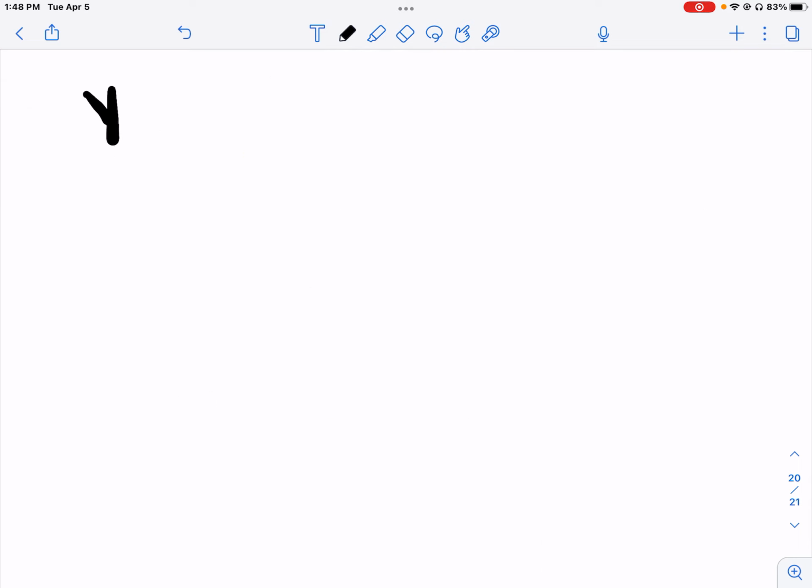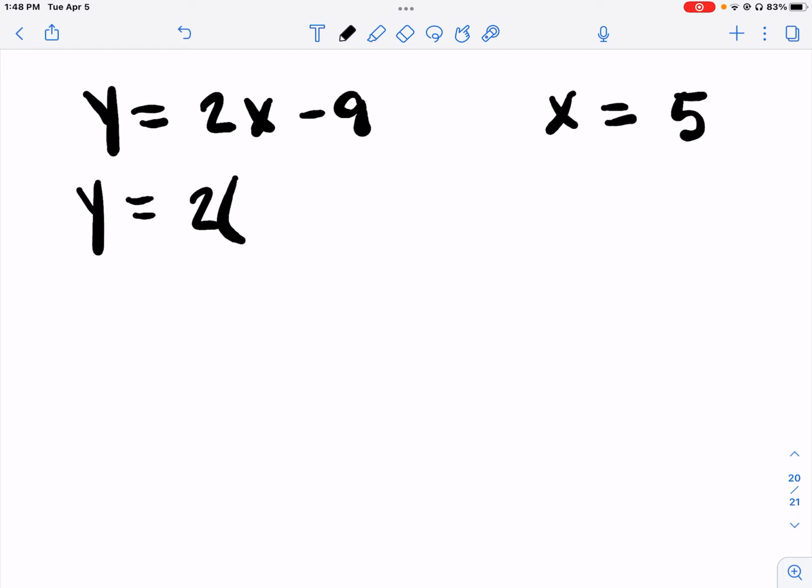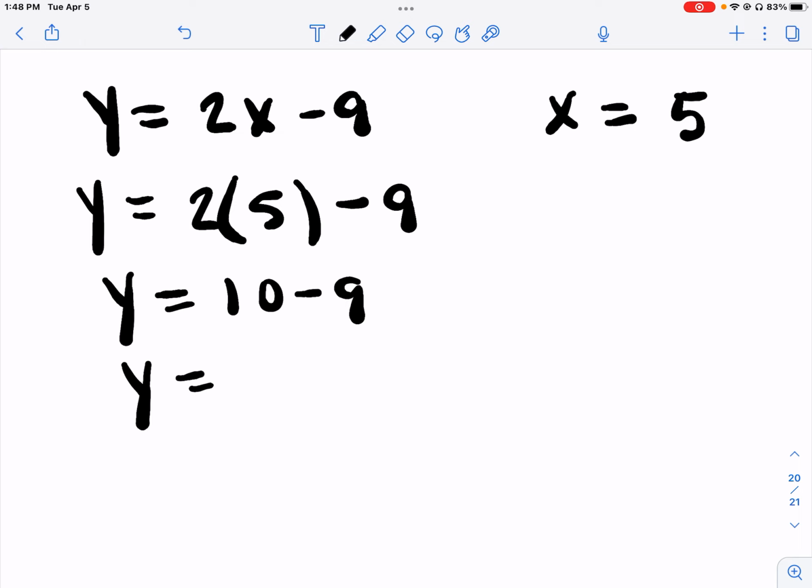Okay, we know y equals 2x minus 9, and now we know x equals 5. So all I have to do is plug in 5. 2 times 5, and 10 minus 9. Okay, solve for y equals 1. That's the end of the review.